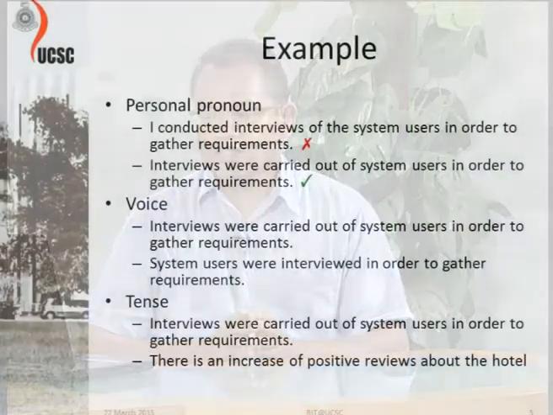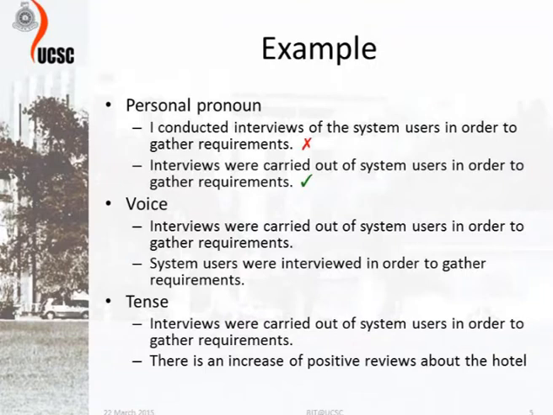So, I will give you examples again for how you should not use the personal pronoun. You never say, I conducted interviews of system users in order to get the requirements. How you would state it clearly is, interviews were carried out of system users in order to gather requirements. Then if you look at the active and passive voice examples, you can say in passive voice, interviews were carried out of system users in order to gather requirements.